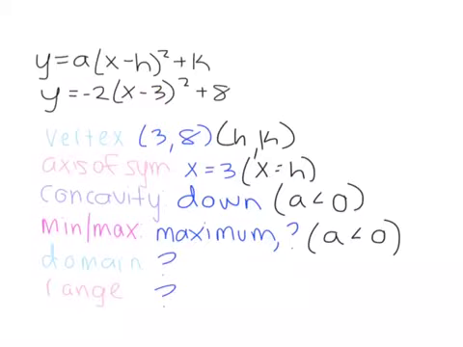It's going to concave down because the a, or negative 2, is less than 0. We know that this is going to be a maximum because a is less than 0. The question mark means that we don't know the maximum value yet, so we're going to find that. And we don't know the domain or range yet.